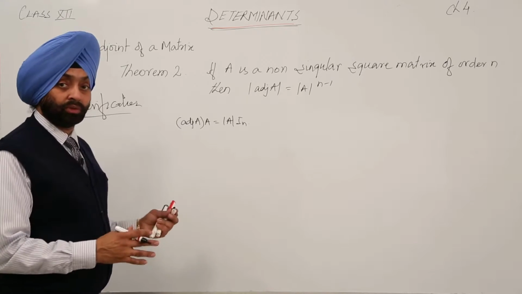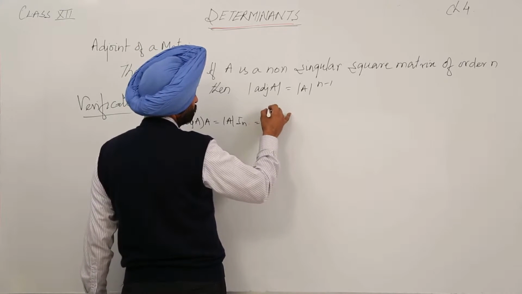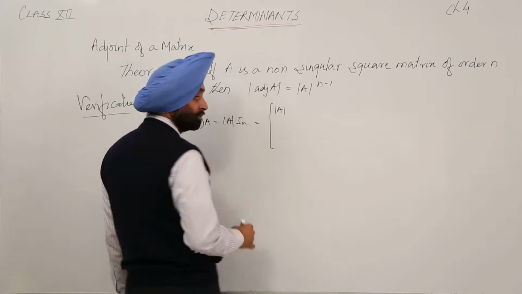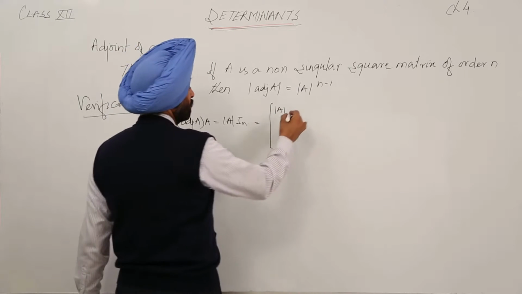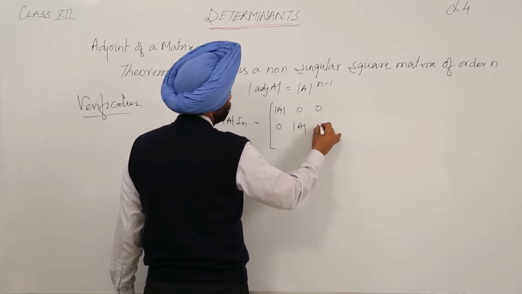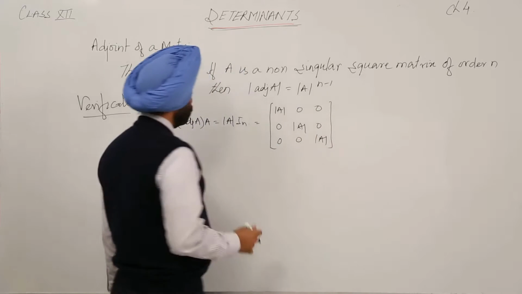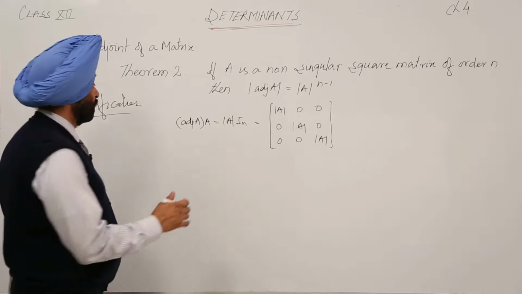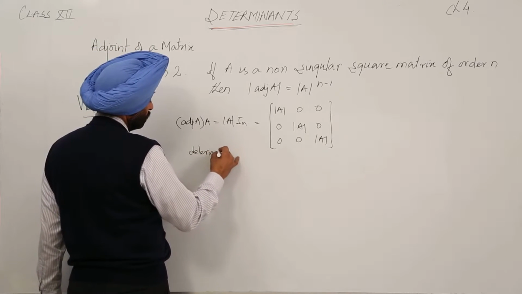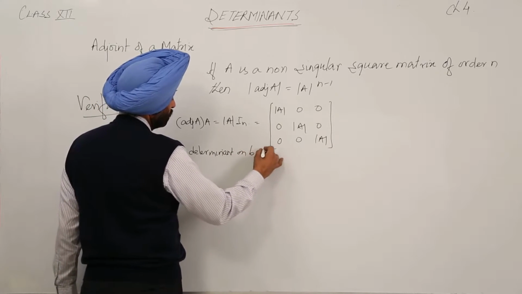Now this theorem was equal to what? We have proved this theorem. This was equal to determinant, it becomes a matrix. We have proved it: 0, 0, 0, determinant of A. Now this we have already done. Okay, now determinant on both sides.